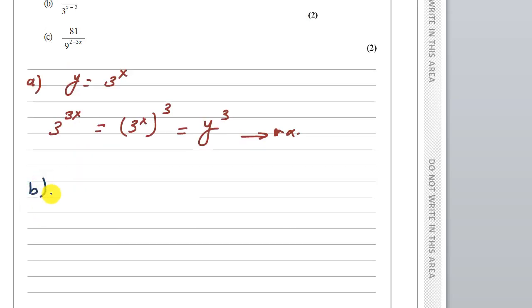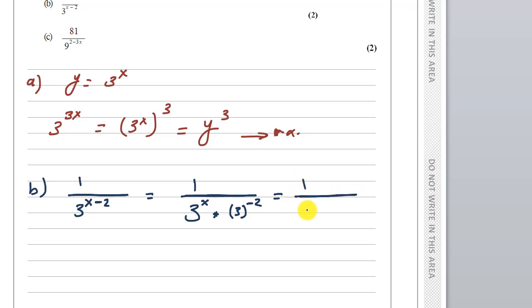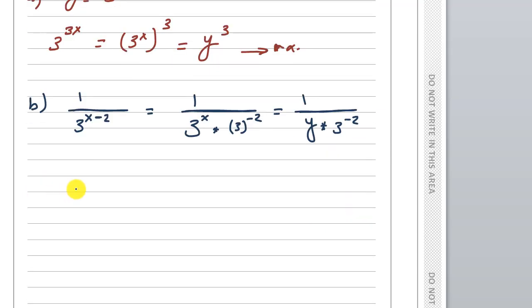Now B, 1 divided by 3 to the power x minus 2. It's equal to 1 divided by 3 to the power x multiplied by 3 minus 2. So it's equal to 1 divided by y multiplied by 3 minus 2. So it's equal to 9 divided by y. 9 divided by y. And this is the answer of this question.